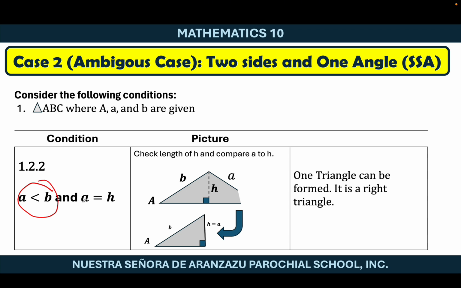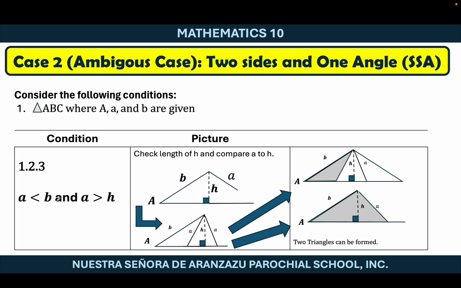Okay? Now, if your A is equal to H, di ba kapag ganito, lagi nyo kukunin is yung value ni height. Then, i-compare nyo to your opposite side. Kapag same value lang, yung height mo and your A, or the opposite side, then you will form one triangle. And yung triangle na yon is tinatawag na right triangle. Okay, malinaw? So, when your opposite side is equal to the height, it is always that the number of triangles to be formed is 1.